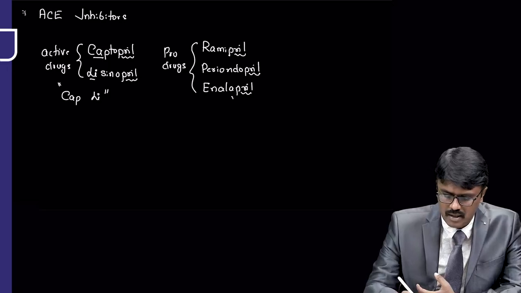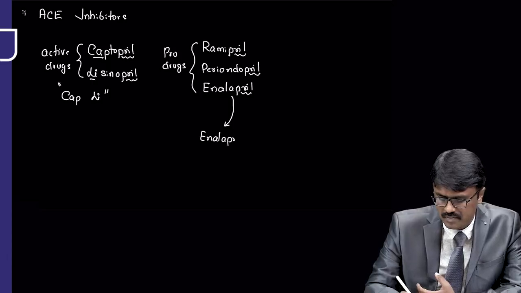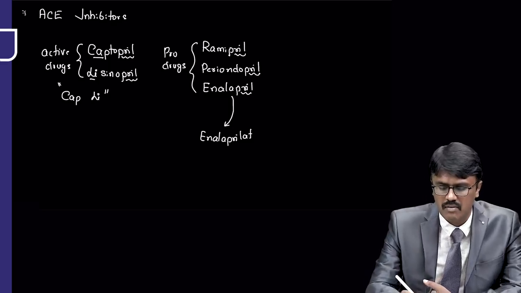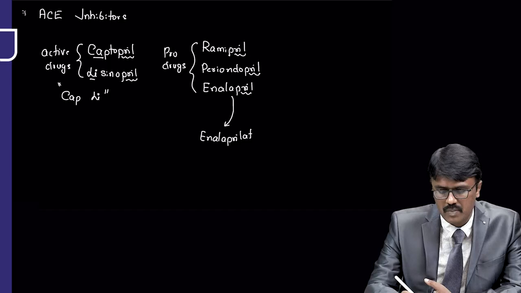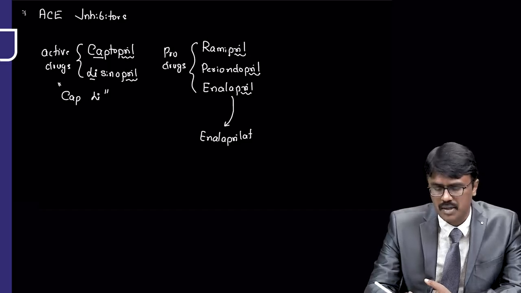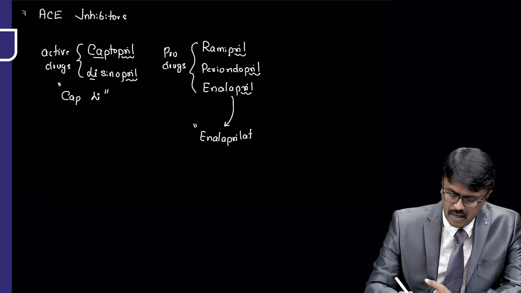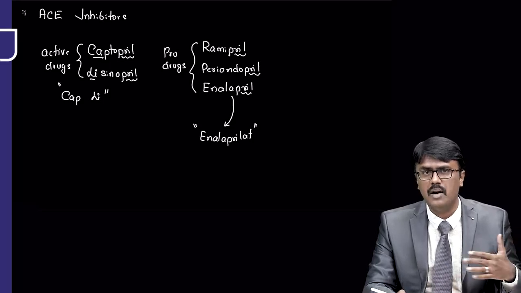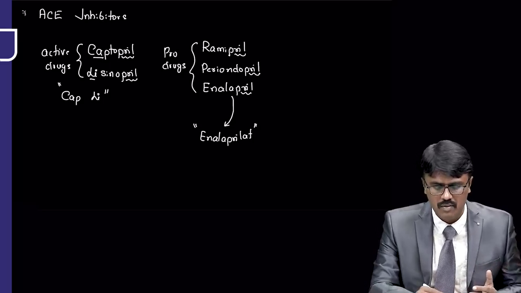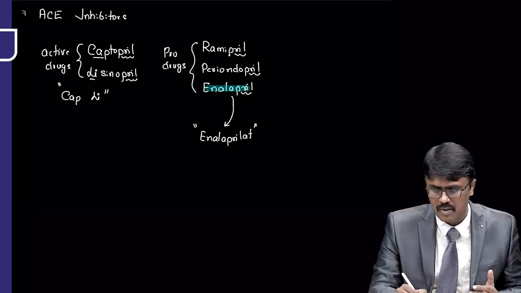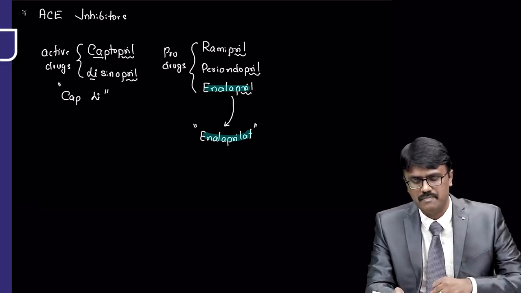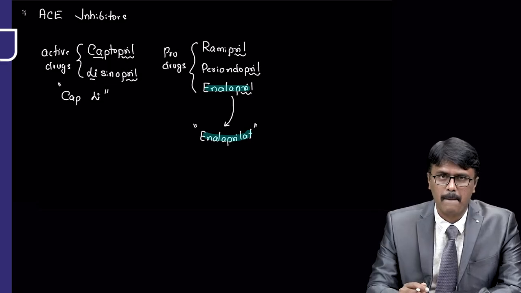For example, enalapril has to be made into enalaprilat. Enalaprilat is the active compound. Same thing, ramipril will give rise to ramiprilat, perindopril will give rise to perindoprilat. But in practice, we have enalaprilat as a separate drug. Suppose there is a hypertensive emergency, will you give enalapril or will you give enalaprilat? Obviously, we give an active drug, that is enalaprilat. So this is about the drugs.